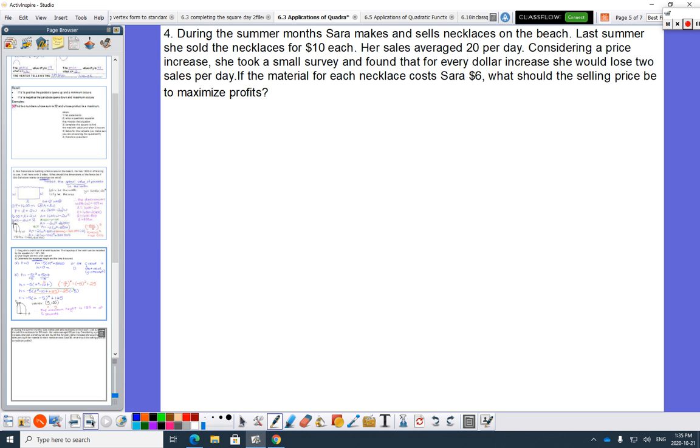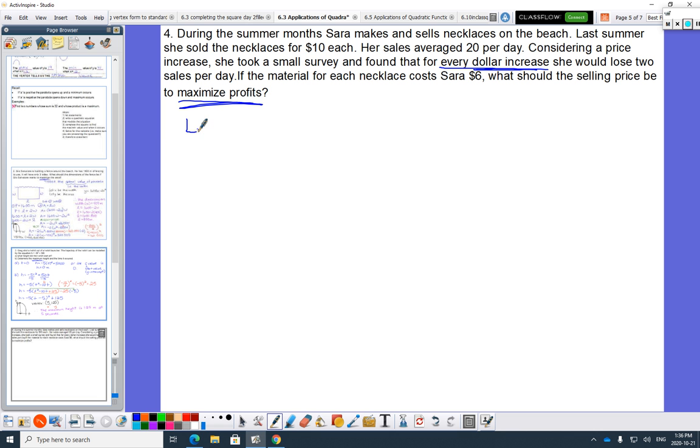And so Sarah makes necklaces. She sells them for $10. Her sales average $20 per day. So she wants to increase the price. It says for every dollar increase, she would lose 2 sales per day. Okay? So we are trying to find what would the selling price be if she wants to maximize the profits.